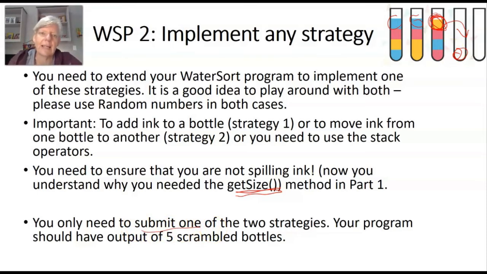You should end up with output like in my demonstration, where I started with 5 scrambled bottles. Enjoy, it's lots of fun. Get strategy 1 working fine, and then you can do strategy 2. A note on the random numbers: just Google random numbers in Java, figure out how it works, and then use it. Okay, good luck.